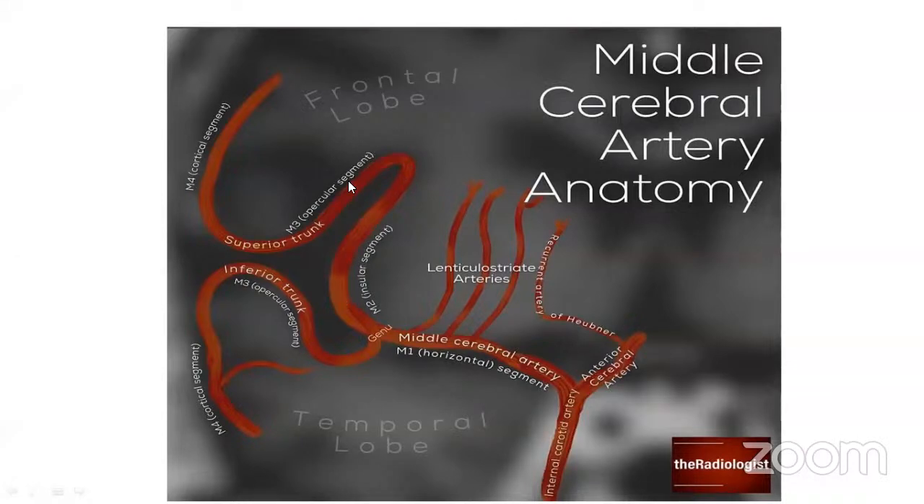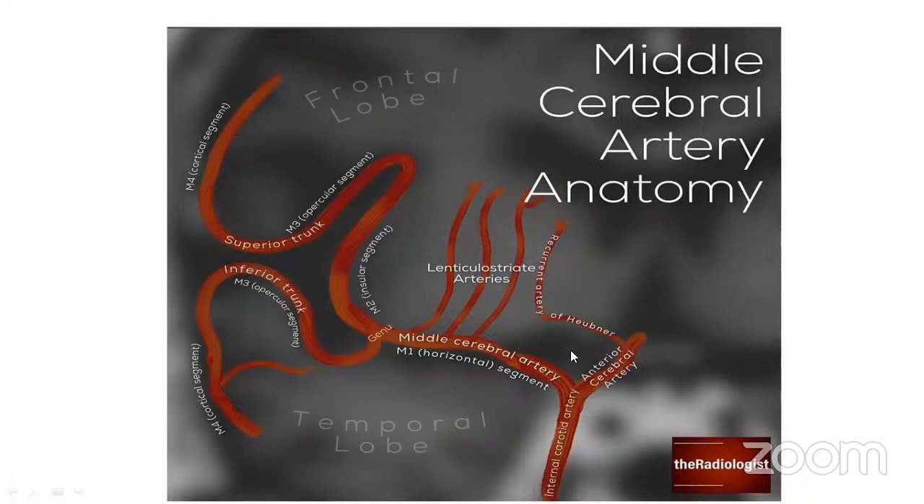Then it again turns 180 degrees, and this segment is related to the frontoparietal opercula superiorly and the temporal operculum inferiorly. This segment is termed the opercular segment. Then it comes onto the surface of the Sylvian fissure to be distributed on the cortex of the brain: the frontal cortex, the temporal cortex, the parietal cortex. This is called the cortical segment.